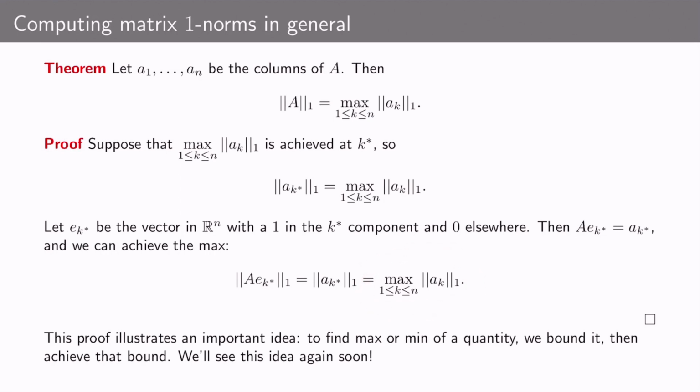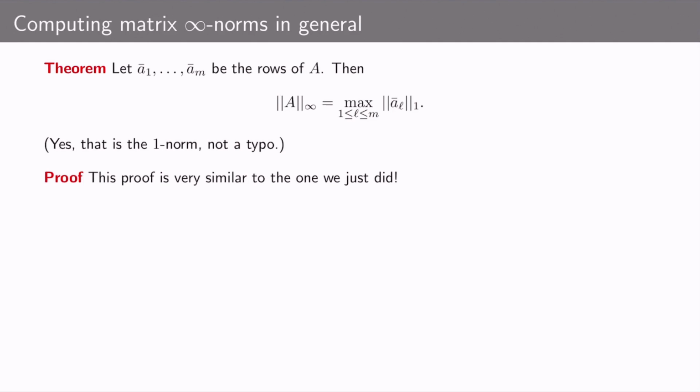Now, this proof illustrates a very important idea that we will see again and again. If we want to find the maximum or the minimum of a given quantity, one great strategy is to bound that quantity and then to show that we can achieve the bound. We will see this idea again very soon.